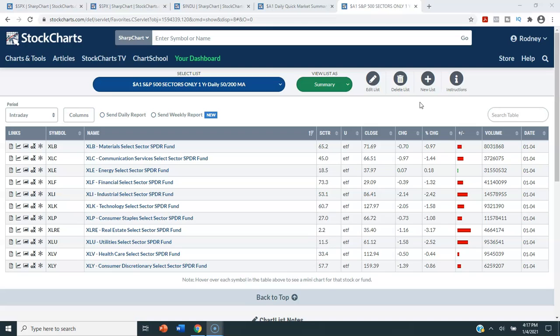And within the S&P 500, when we take a look at all 11 sector ETFs for the S&P 500, we can see that the only sector that was up today was the energy sector. It was up 18 basis points for the day, but all other sectors, the other 10 sectors of the S&P 500, were negative for January 4th, 2021.